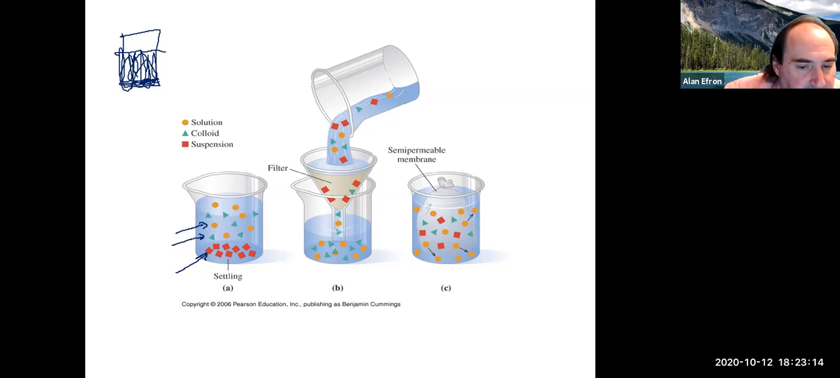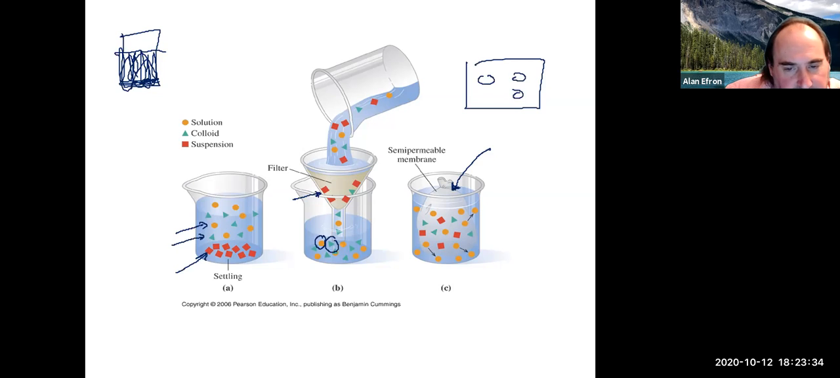Here's our filter paper. You can see both our solution and our colloids going through, but our suspensions get caught up on the filter paper and don't pass through. And this dialysis bag, which is a membrane, you can't necessarily see the holes on it, but it allows certain size particles to pass through, other sizes not so much. And you can see that the solution is able to pass back and forth out of the membrane with no problem.